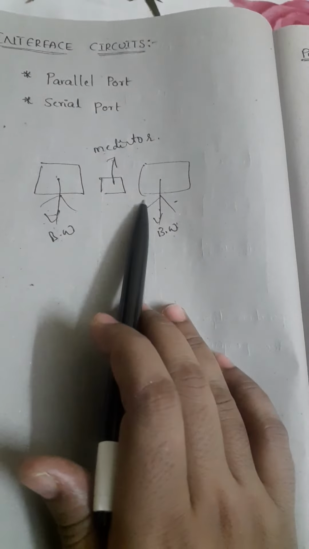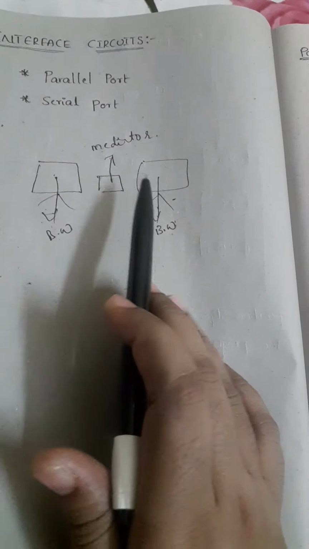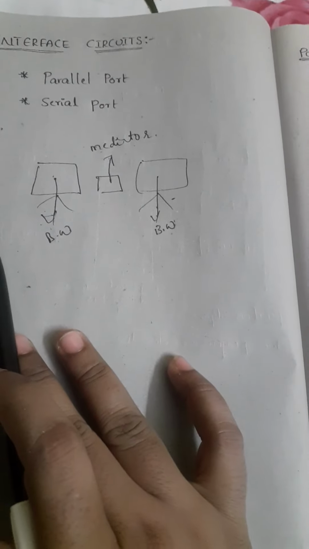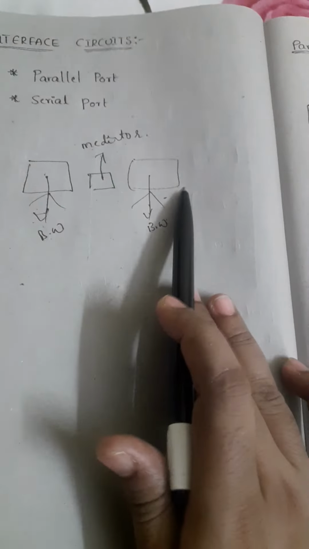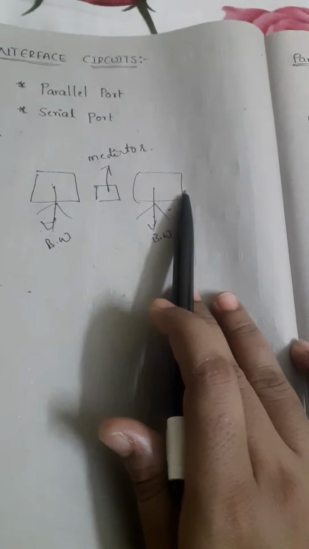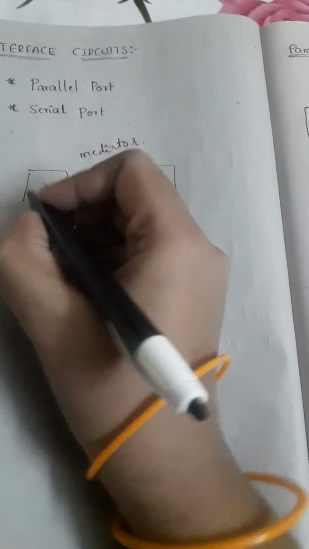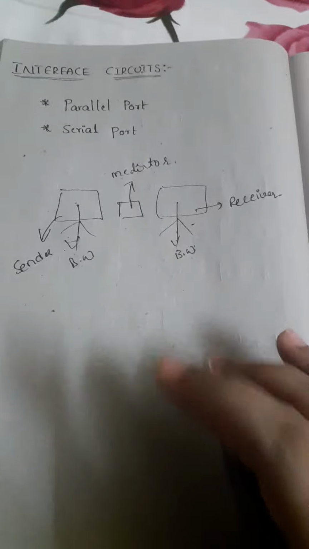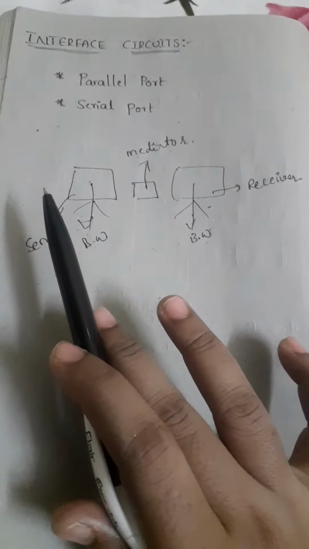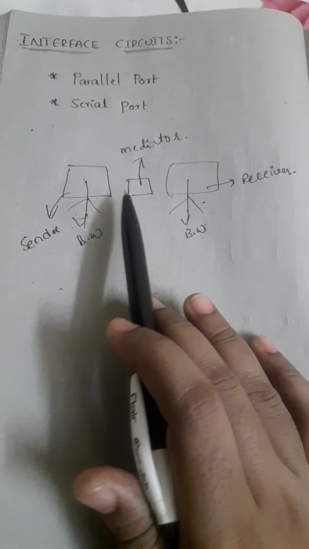The point here is that we need to see how the connection will be done at the sender side, where the computer is connected, and at the receiver side. Imagine this is the sender part and this is the receiver part. The sender has one computer and the receiver has one computer. Now we need to see how the data will be transmitted from sender to receiver. Those computers are connected with the help of the interface circuits.